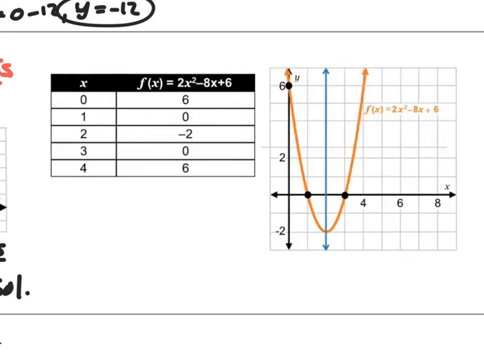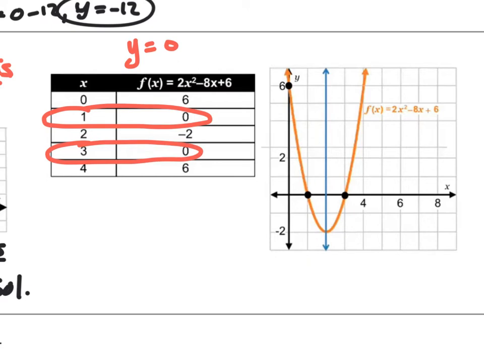the zeros. So what we want to do is we want to say, when is y equal to 0? And what we see is we have these values here, (1, 0) and (3, 0). So you can tell by the graph where your zeros are, when your y values are 0. Or you can just look at the graph and identify those points where it crosses the x-axis. And those are your zeros.